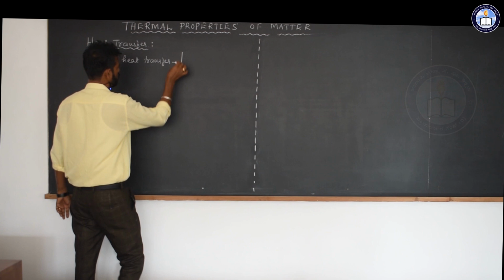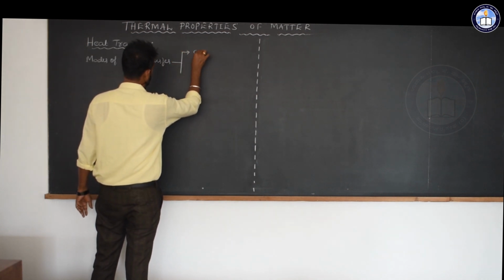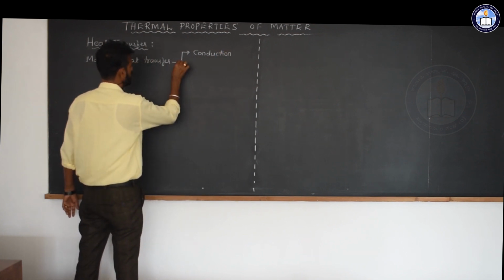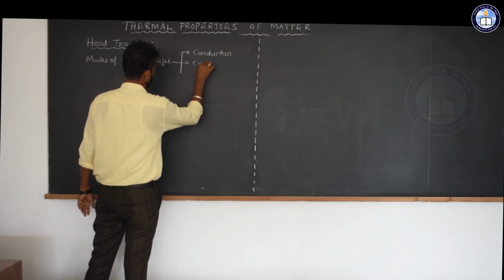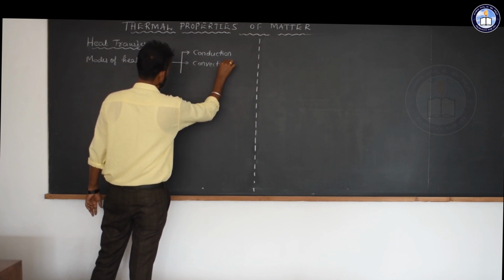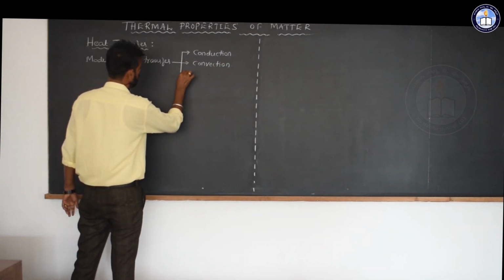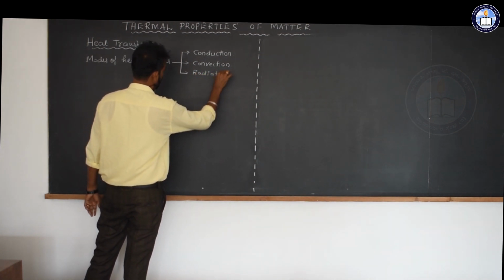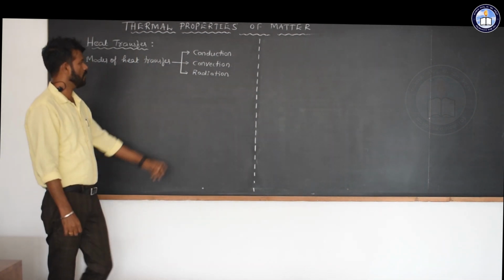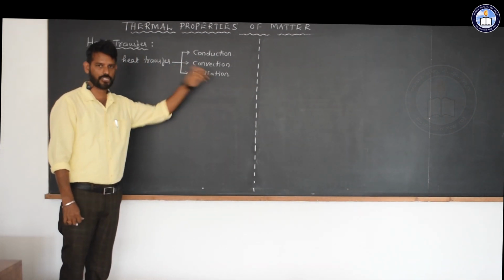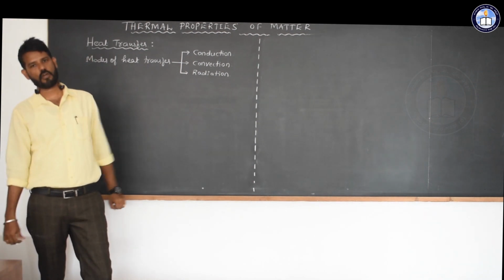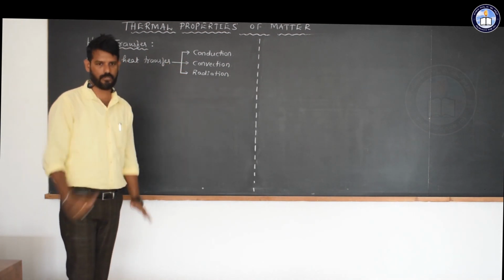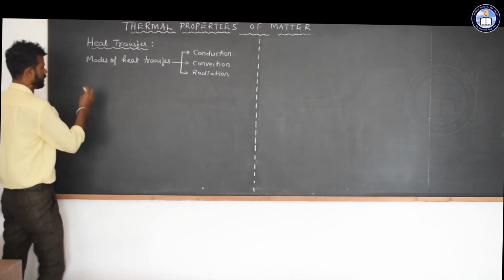There are three different modes here. One is conduction. Second one is convection. And third one is radiation, okay? Conduction, convection and radiation are the three different modes of heat transfer. We will discuss all the three different modes in detail, okay? Now let us first consider conduction.